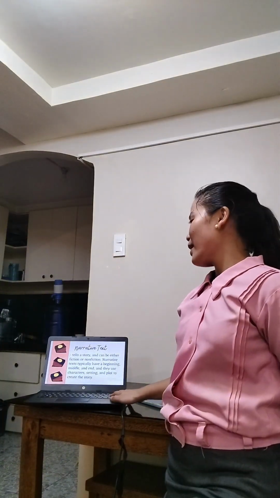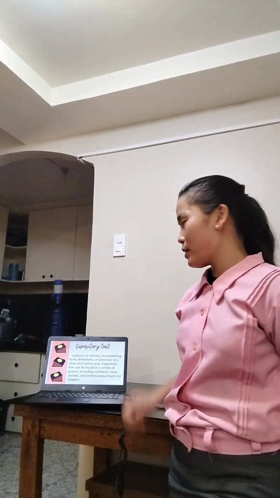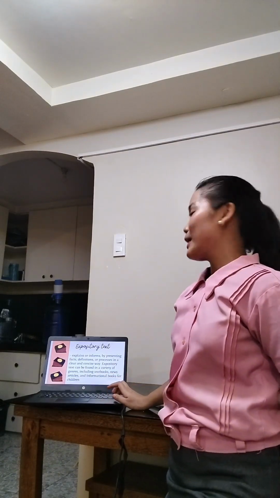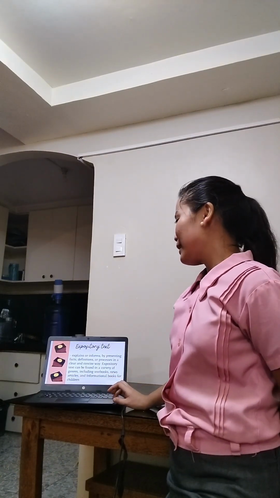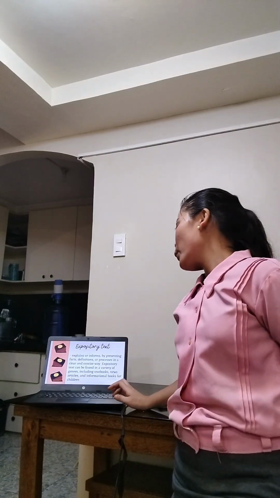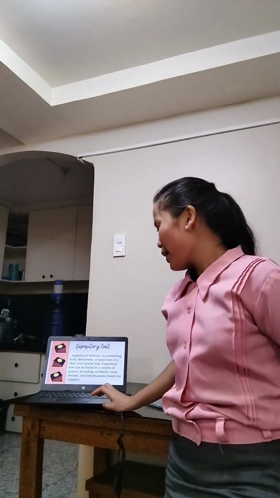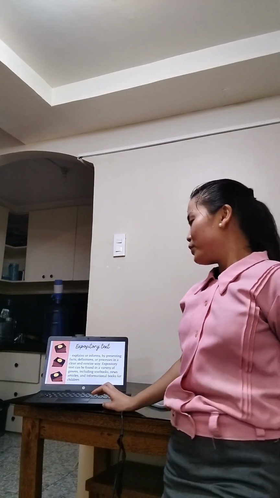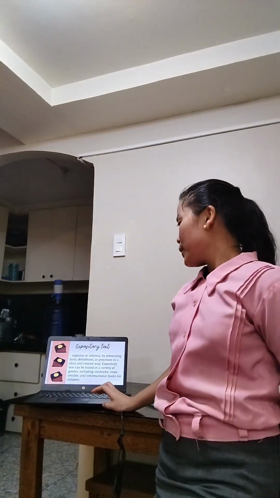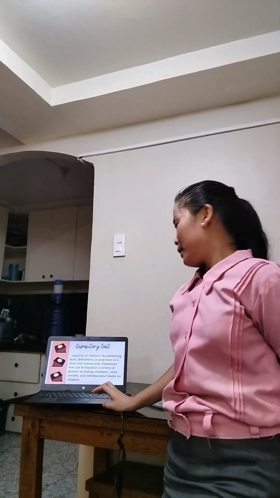Alright? So the next text is the expository text. From the word expository or expose, it simply explains or informs by presenting facts, definitions, or processes in a clear and concise way. Unlike narrative text, which is either fiction or non-fiction, expository text presents facts, so of course it is non-fiction. Expository text can be found in a variety of genres, including textbooks, news articles, and informational books for children.